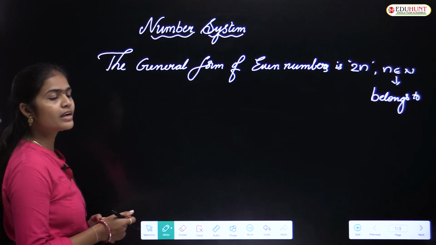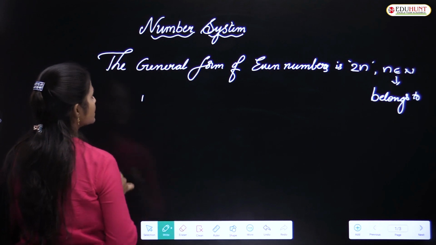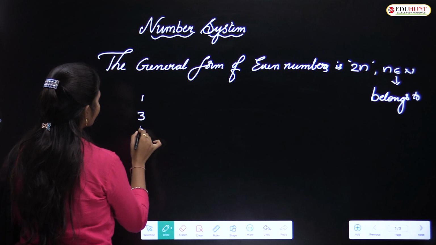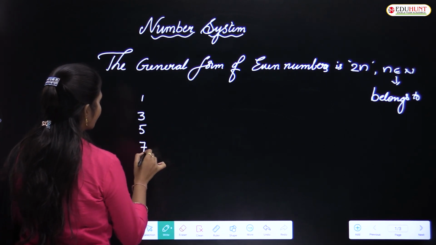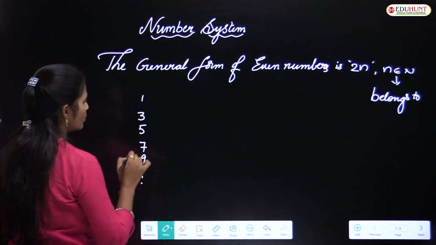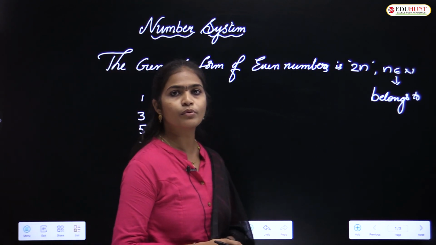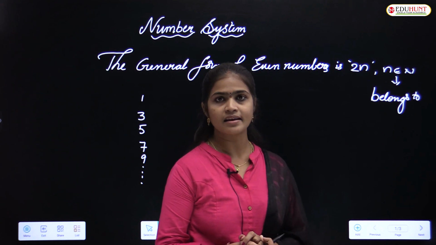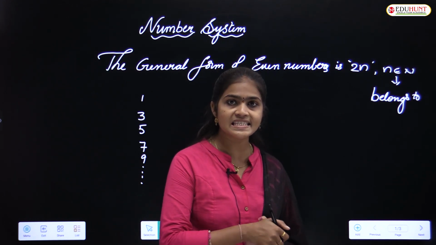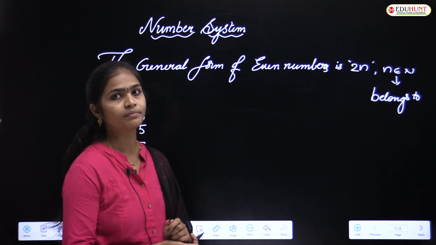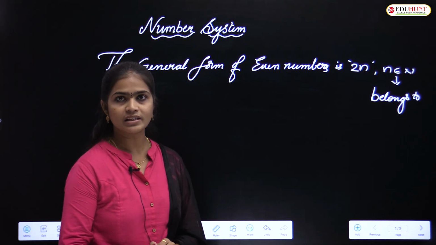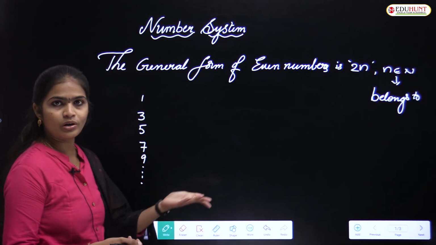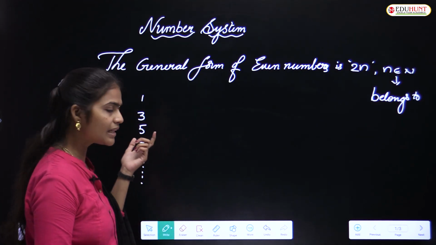Next, come to odd numbers. Odd numbers means here this is 1 and the next one is 3, 5, then 7, 9 and so on. So what is the general form of odd numbers? Here we have to learn about whole numbers. Why? Because if you include 0, then only you will get that 1. Or else, if you don't include 0, you won't get 1 here. That's why we will discuss whole numbers later. I am just telling you here.